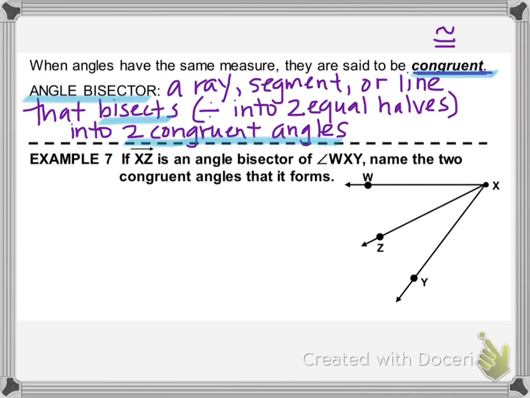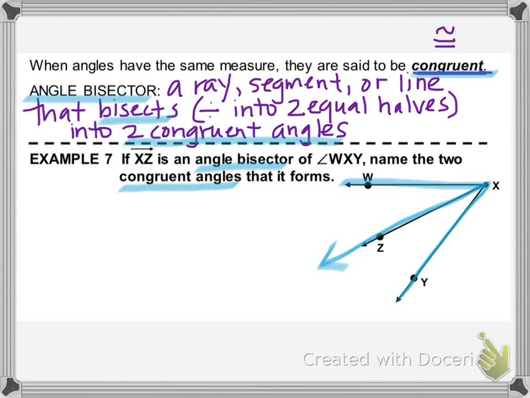So let's look at example 7. If ray XZ, so let's look at our picture, X through Z, that ray, is an angle bisector. So it is cutting another angle in half, and it is the angle bisector of angle WXY. So this larger angle is being cut in half by that ray down the middle. Name the 2 congruent angles that it forms.